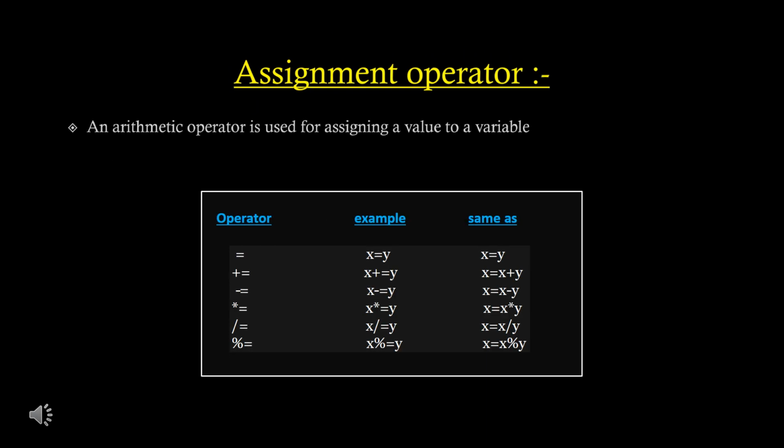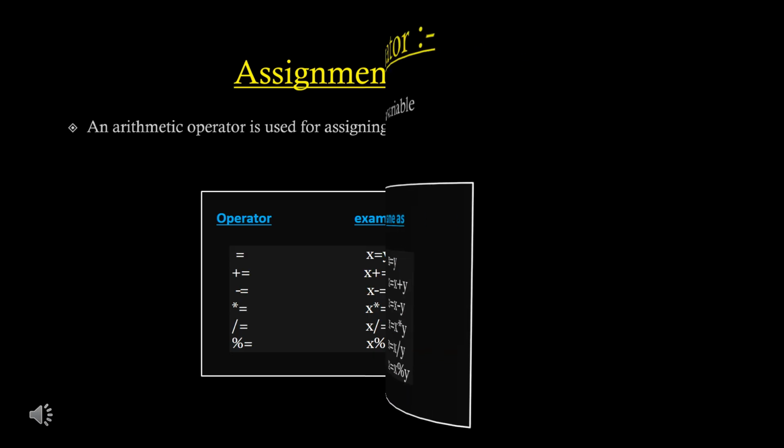Assignment operators. Assignment operators assign values to variables. The simplest is the equals sign, =, but C also provides compound assignment operators like add and assign, +=, subtract and assign, -=, multiply and assign, *=. For example, a += 5 is equivalent to a = a + 5.